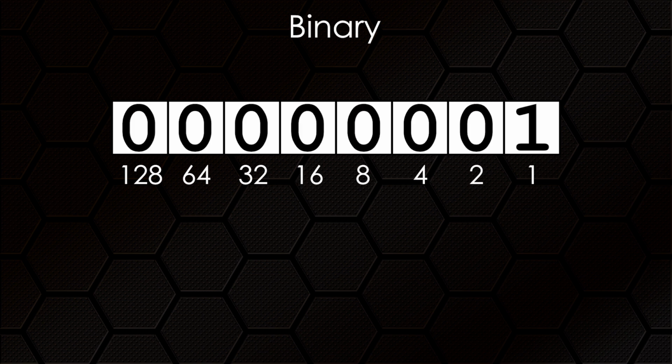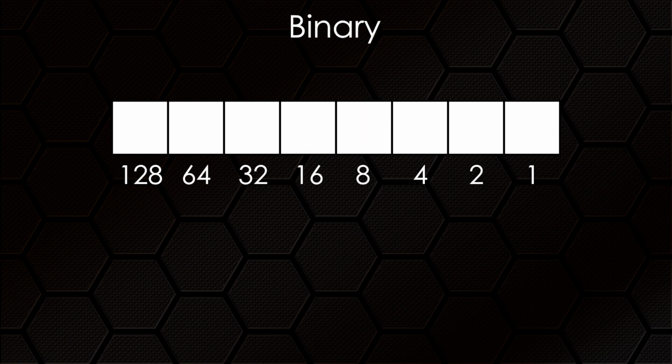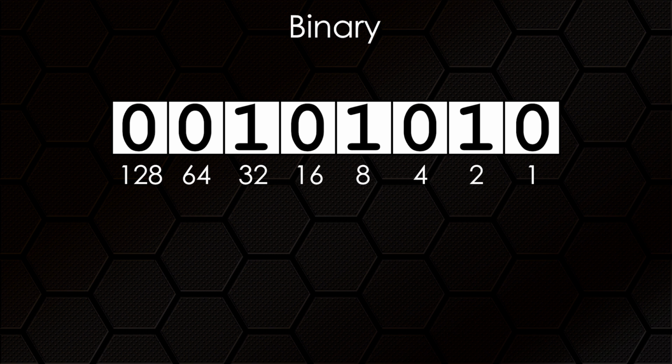Counting from 1 to 8 in binary, shown as an entire byte with leading zeros, is as follows: 1, 2, 3, 4, 5, 6, 7, 8. For example, if we take the binary number 00101010, the value in decimal is calculated as follows: 128 times 0 plus 64 times 0 plus 32 times 1 plus 16 times 0 plus 8 times 1 plus 4 times 0 plus 2 times 1 equals 42.